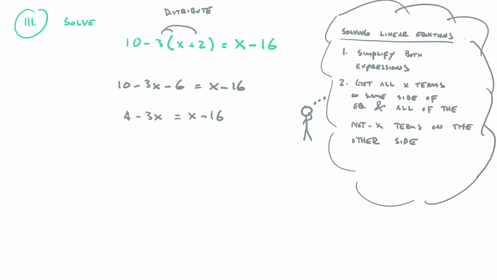Next, we need to get all of the x terms on the same side of the equation and all of the not-x terms on the other side. So I'm going to look at my equation, and anything that has an x in it, let's move it to the right-hand side.